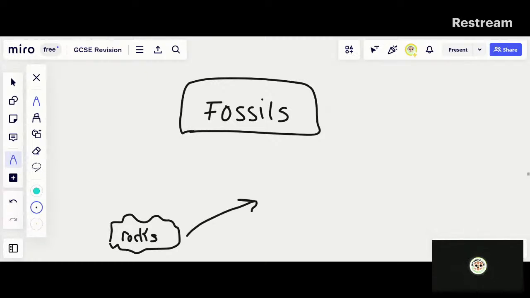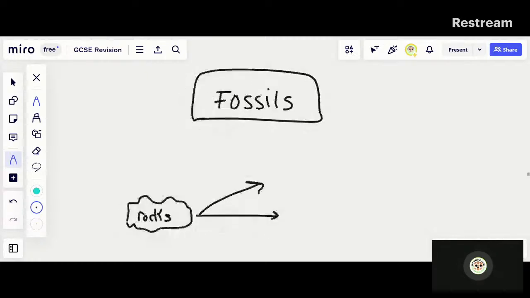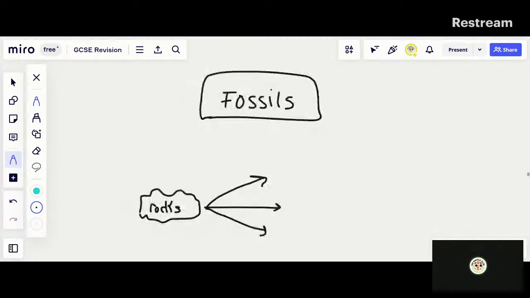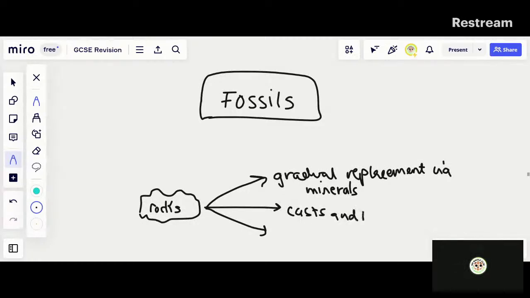Fossils form in rocks in one of three ways. So there are three ways fossils can form. Firstly, through gradual replacement via minerals. Secondly, from casts and impressions. And finally, through preservation.